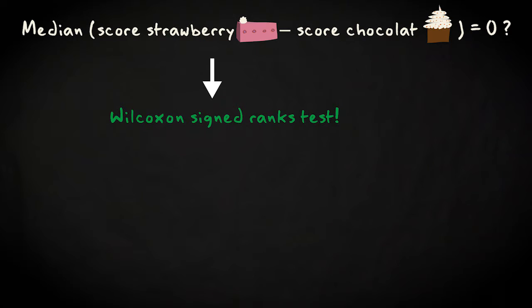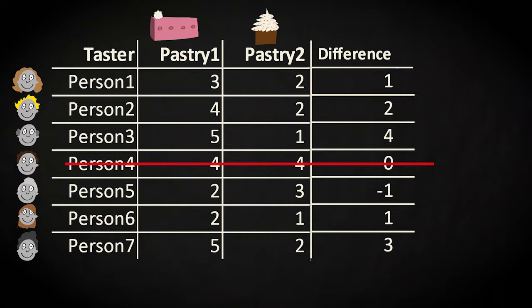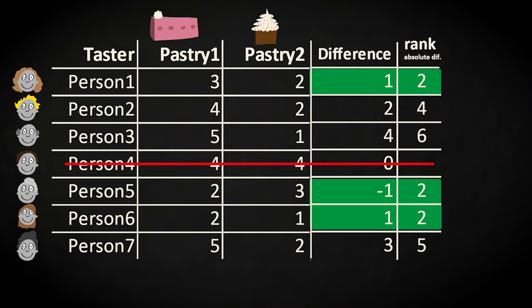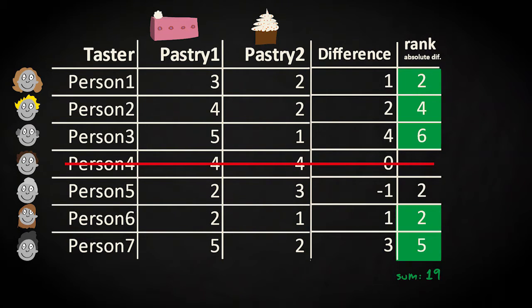And it works by first taking the difference between each matched pair of observations. Next, you should rank the absolute value of these differences. If there are ties, you assign the average of the tied ranks. Then, you take the sum of those ranks where the difference was positive. And also note the number of values with non-zero differences, 6 in this case. The value that you've calculated is the Wilcoxon rank sum statistic, often abbreviated to W.